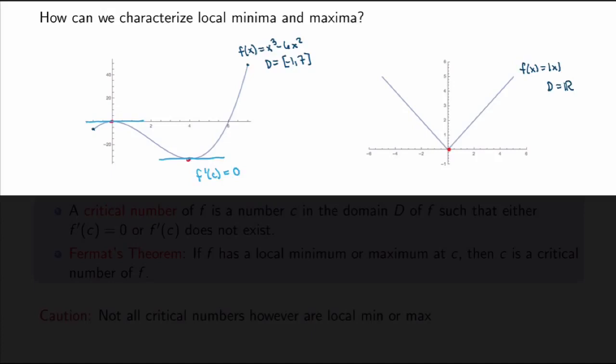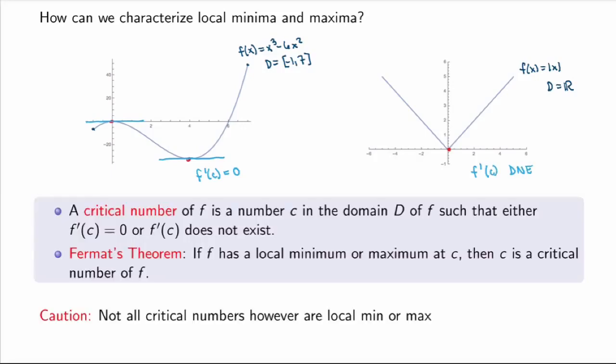But in the second example, it was slightly different because the local min occurred at a point where the function was not differentiable. It was a corner of the function. So that's another possibility. So local min and max can occur where the derivative does not exist. All right, so to formalize that, we'll introduce the idea of critical number of a function. So a critical number of a function f is a number c in the domain, so where the function is defined, such that either the derivative is 0 or the derivative does not exist.